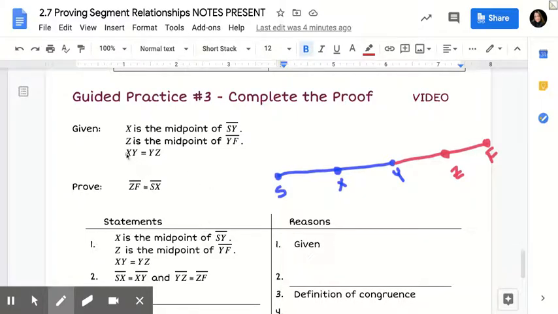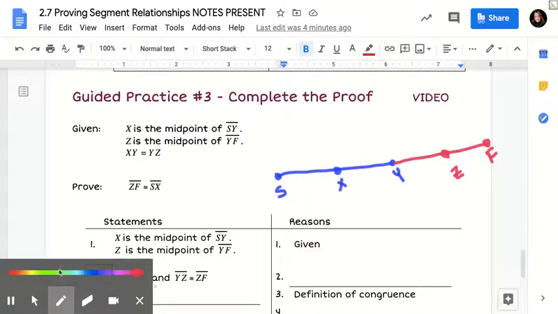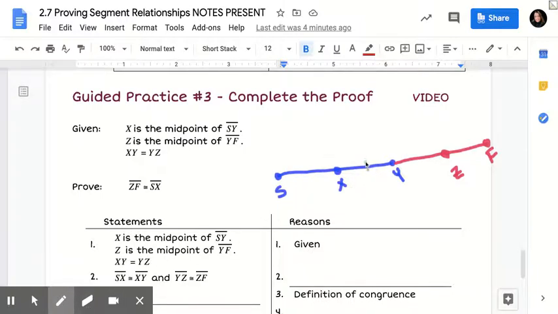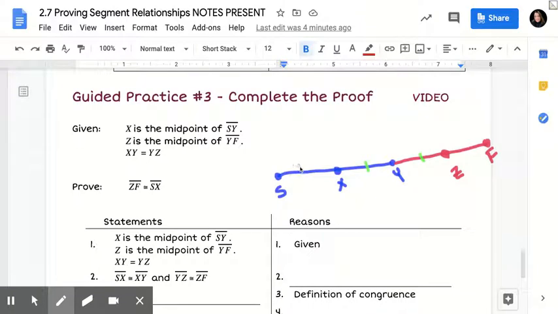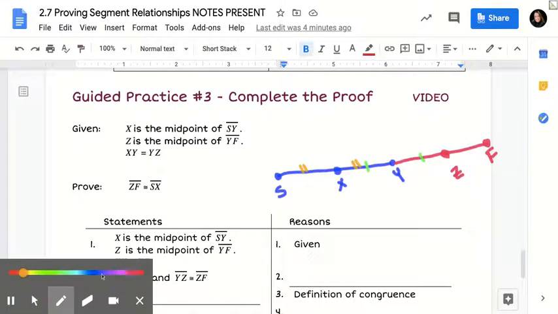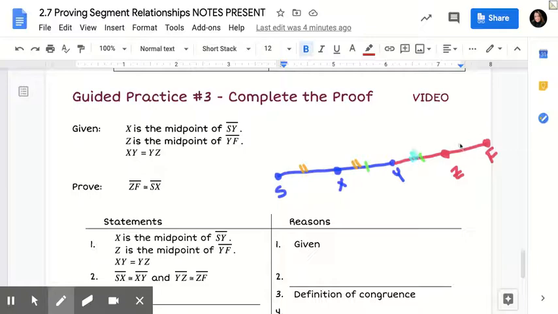And they also tell me that the length of XY is equal to the length of YZ. So let's put some information on here. They tell me that these two are equal. Because X is the midpoint of that first one, then I know that this segment is equal to this segment. And because Z is the midpoint of YF, then I know that this segment, I'll use three ticks this time, is congruent to this segment.